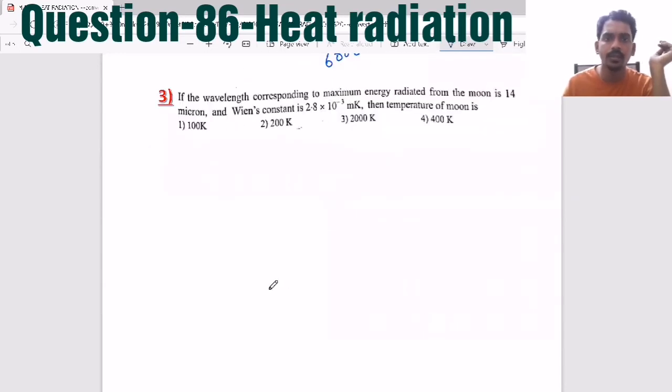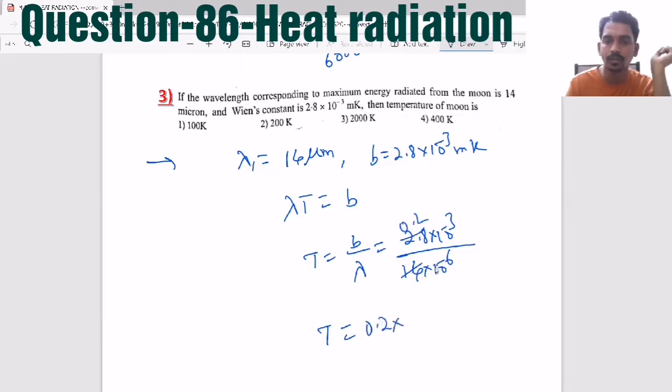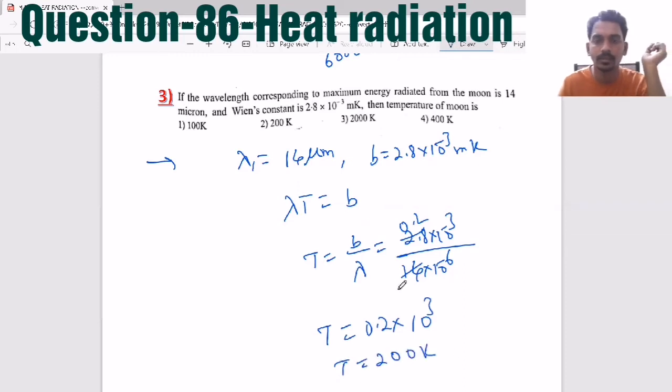Next question. If the wavelength corresponding to maximum energy radiated from the moon is 14 micron, so lambda 1 is 14 micrometer. And Wien's constant they have given as 2.8 into 10 power minus 3 meter Kelvin. Then temperature of the moon is, see, lambda into T equal to B. Then temperature equal to B by lambda. So 2.8 into 10 power minus 3 by 14. Micro means 10 power minus 6. So T equal to 0.2. So 0.2 into, if it goes up 10 power 3, it will become 200 Kelvin.